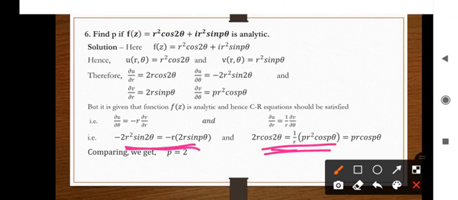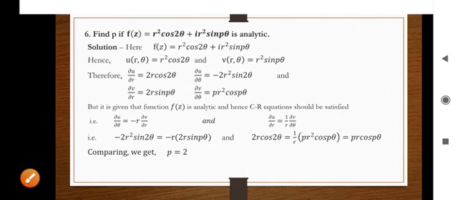So these are some of the favorite examples of the paper setter, as far as this introductory part of analytic functions from the unit of functions of complex variable is concerned. So try to solve these examples independently and also try to solve such type of examples from your textbook and enjoy learning.